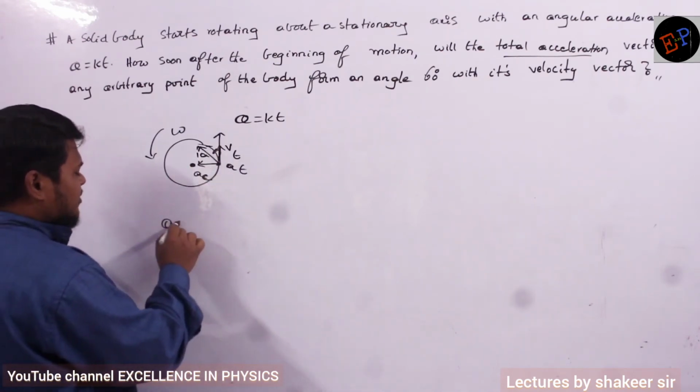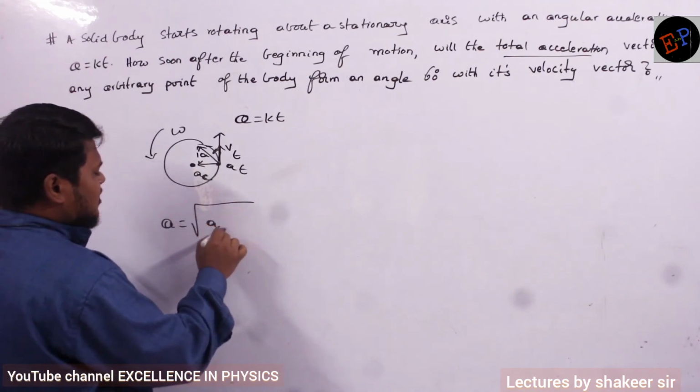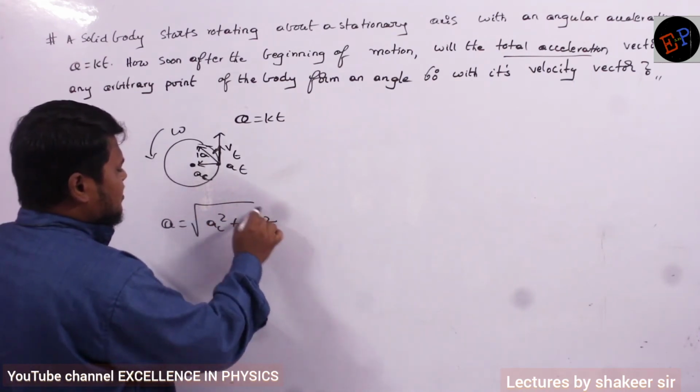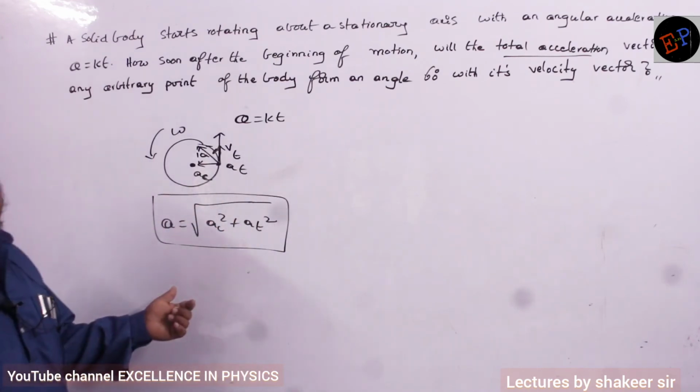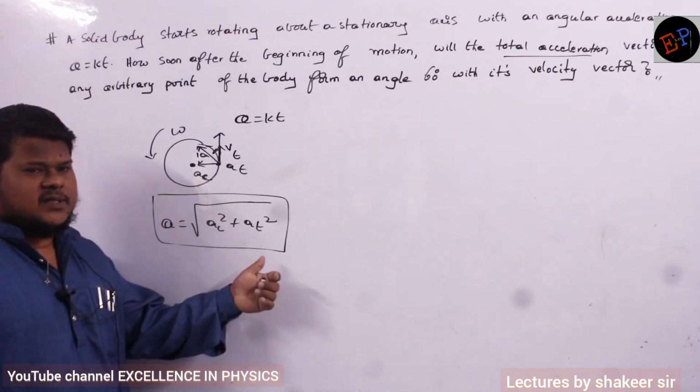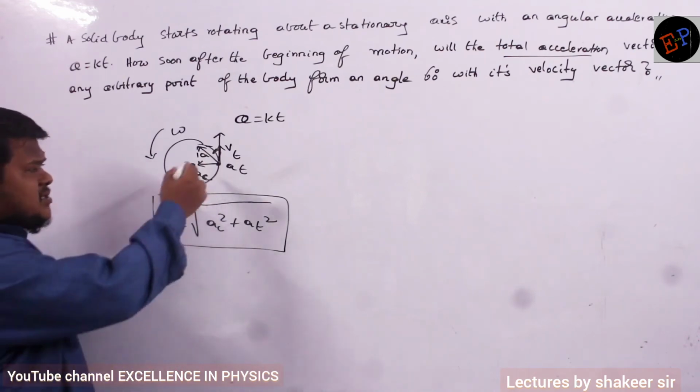And how can I calculate the A value? A is equal to the square root of AC square plus AT square. Already we have studied this many times. Total acceleration is the square root of AC square plus AT square. Now this is the net acceleration.